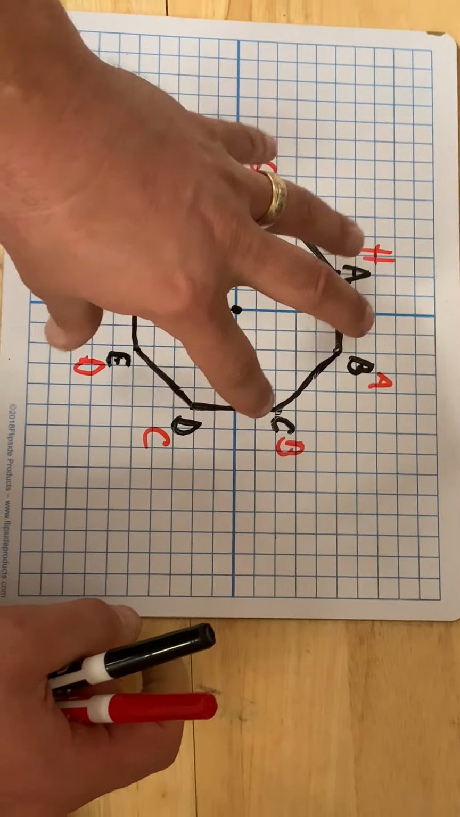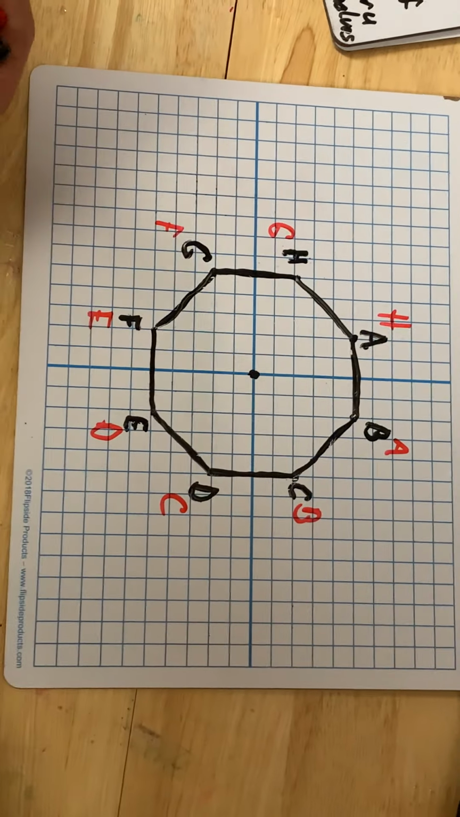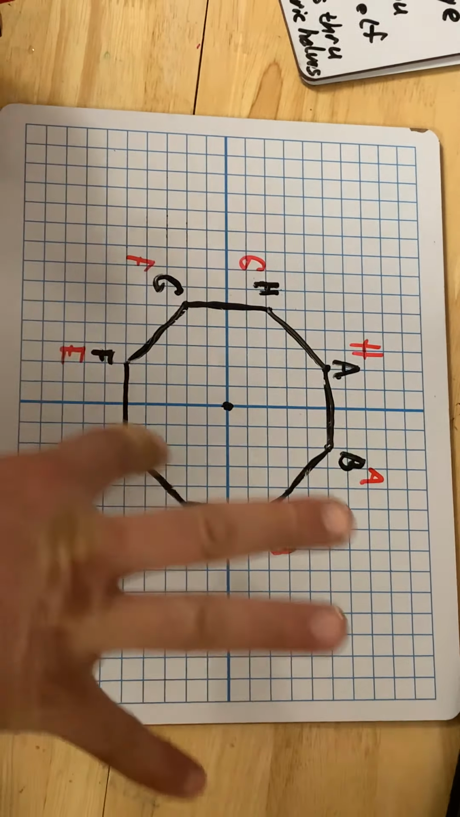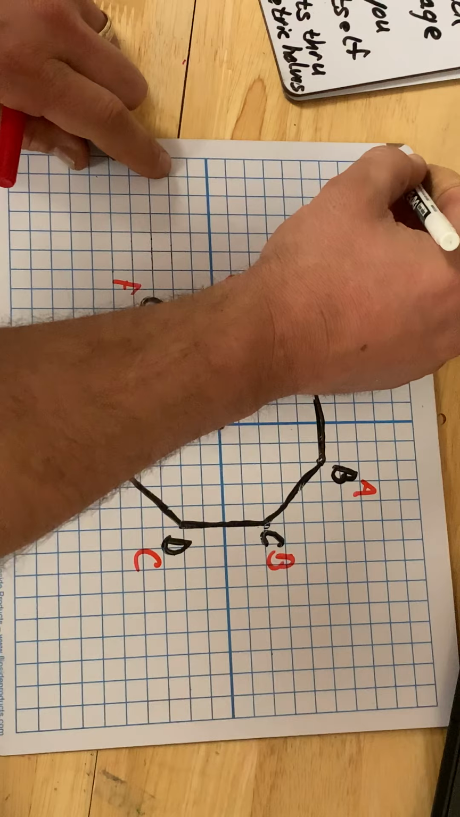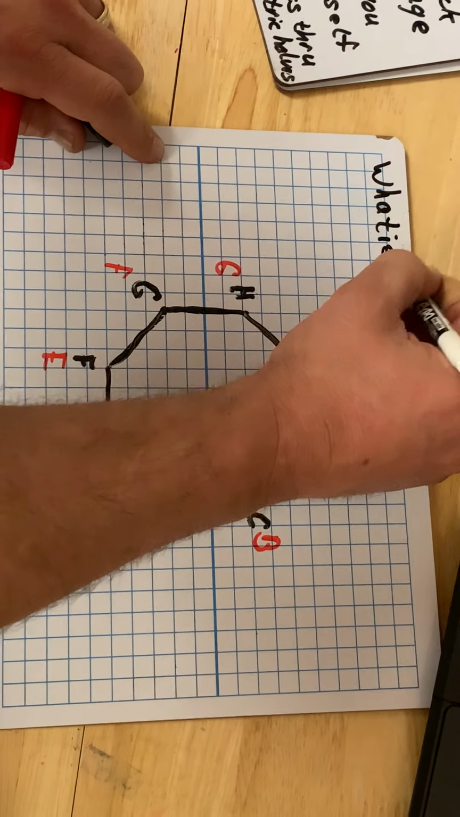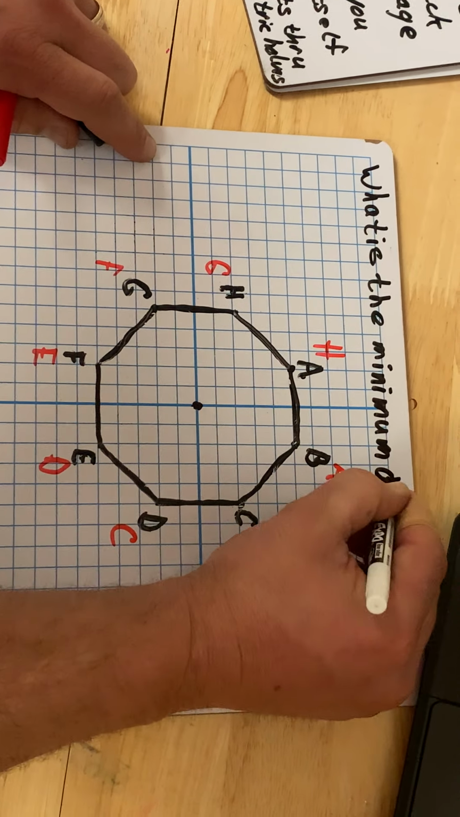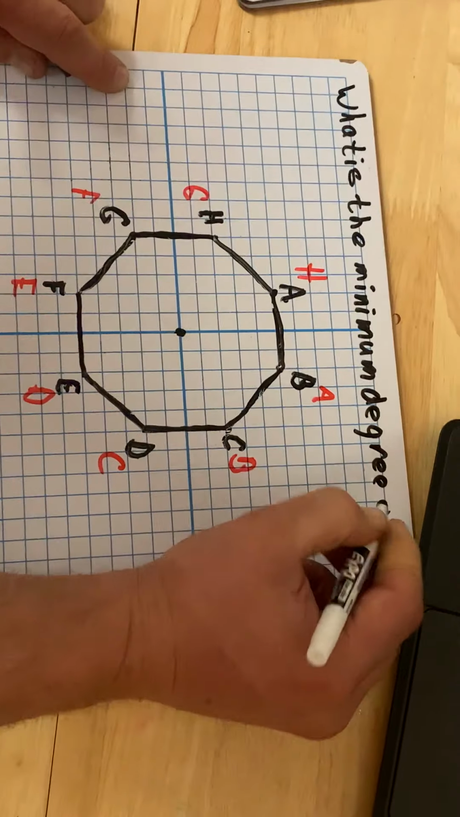So that's kind of common sense to see, but the question is, what is the degree of rotation, or how much angle do I need to twist it? I knew with the rectangles it was 180 degrees. Okay, so the question will be, what is the minimum degree of rotation to map it onto itself?